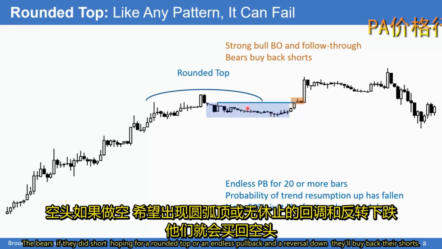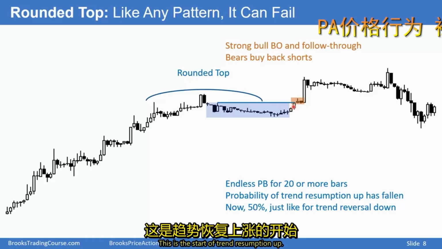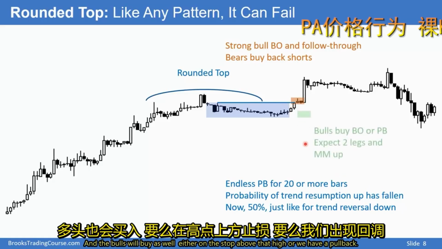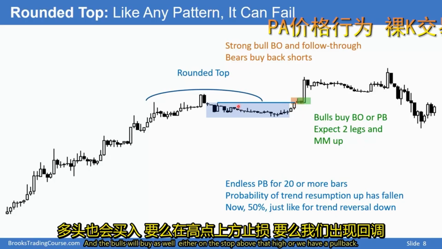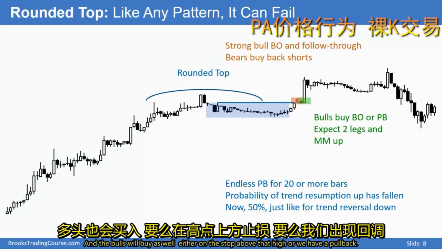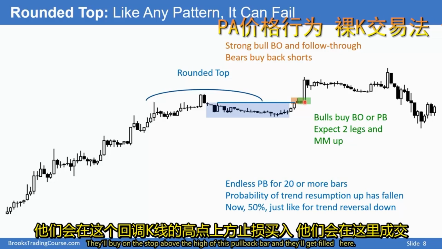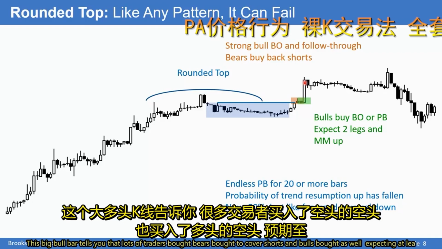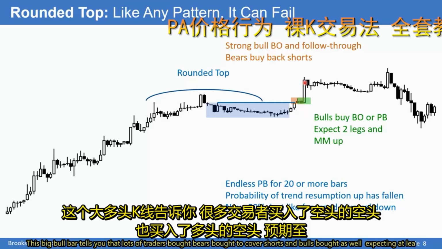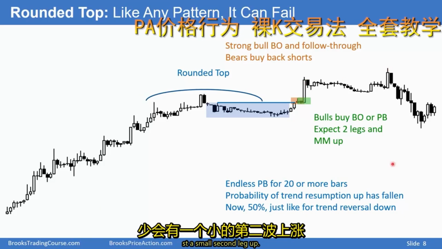The bears, if they did short, hoping for a rounded top or an endless pullback and a reversal down, they'll buy back their shorts. We have 3 consecutive bull bars and we're breaking above that high. This is the start of trend resumption up. And the bulls will buy as well, either on a stop above that high or we have a pullback. They'll buy on a stop above the high of this pullback bar and they'll get filled right here. This big bull bar tells you that lots of traders bought.